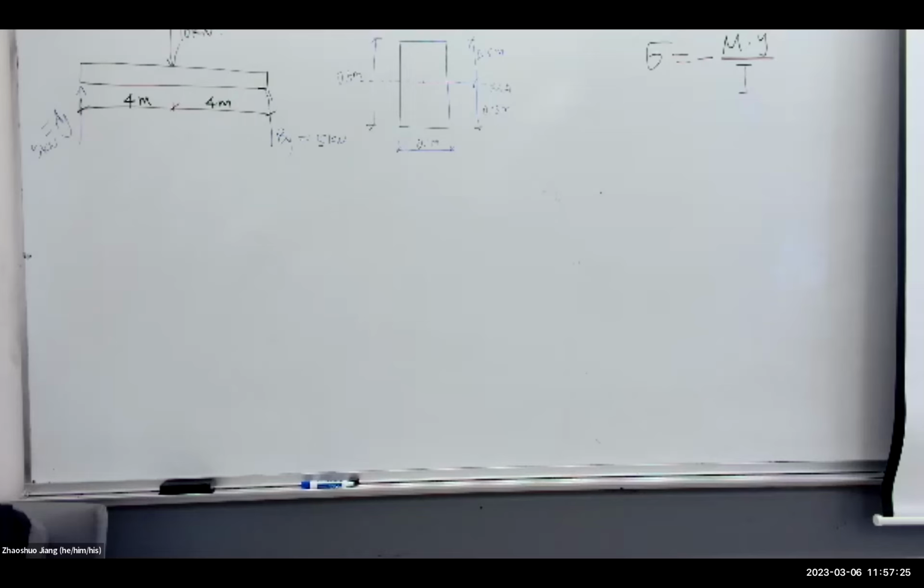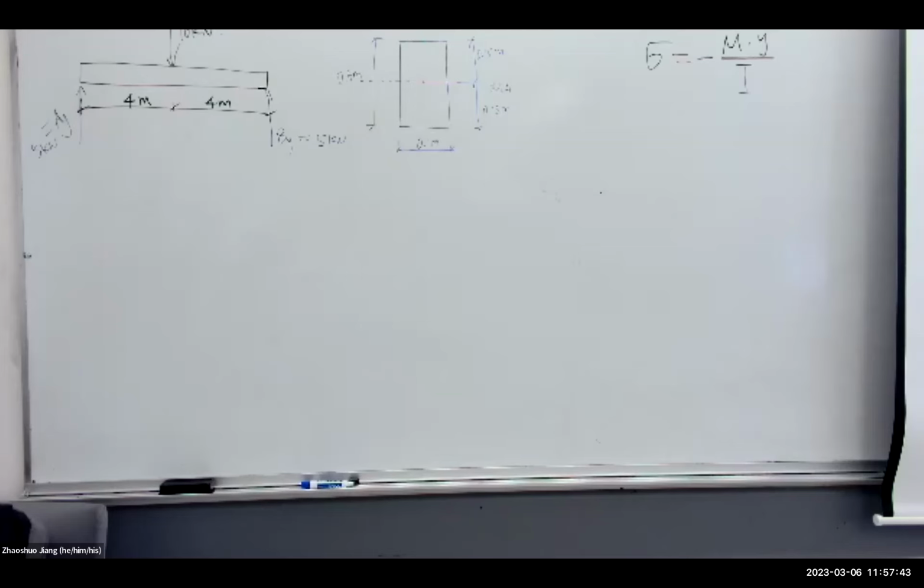The moment your cross section is given, the I is the same; it's not going to change. So you first need to pick the maximum M. You need to pick the maximum y. And the baseline here is the neutral axis.